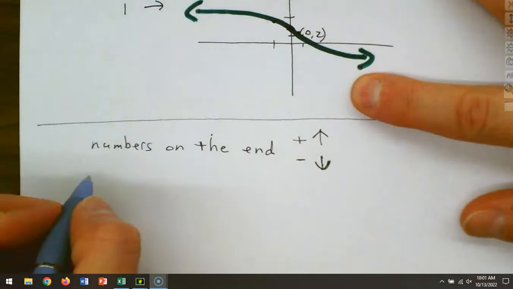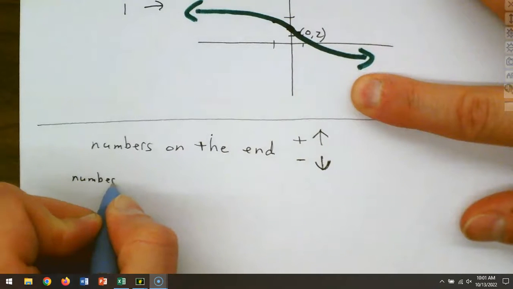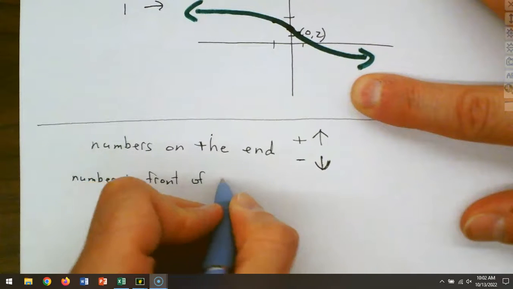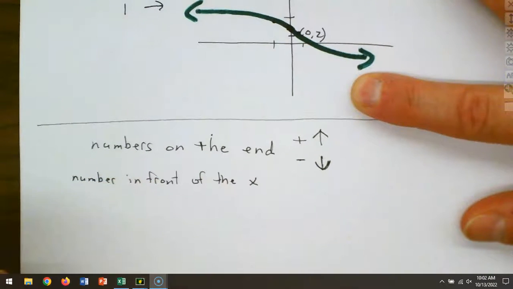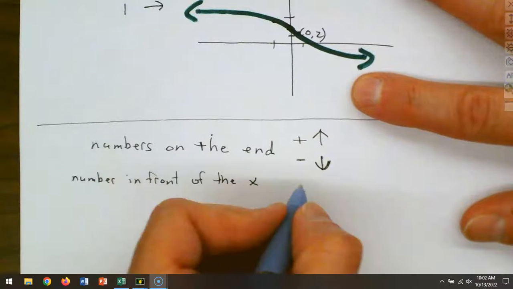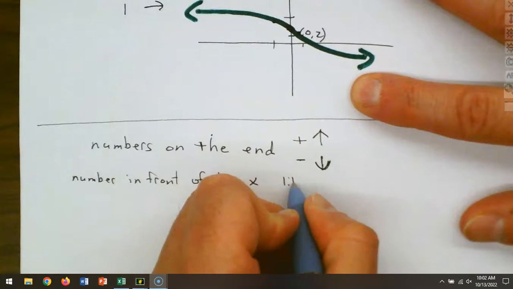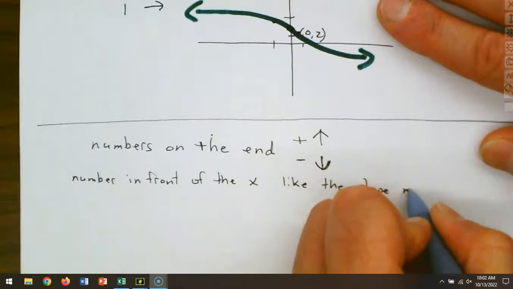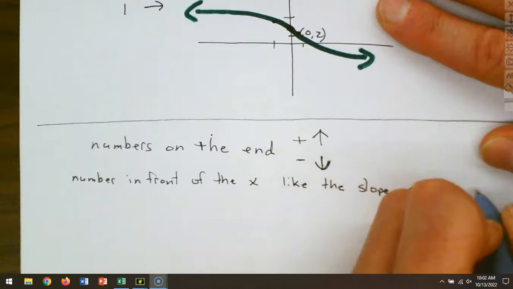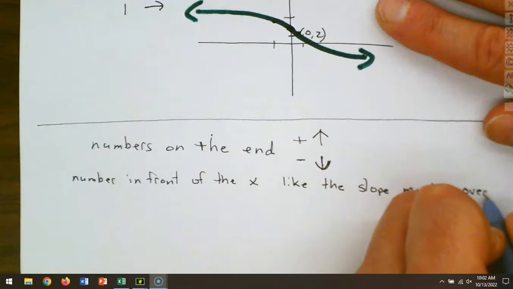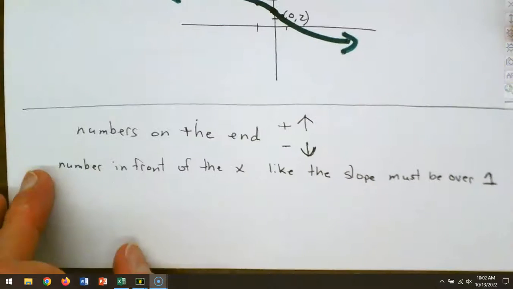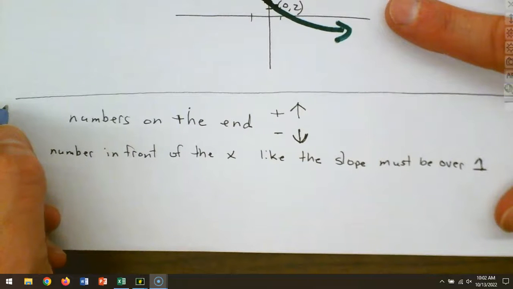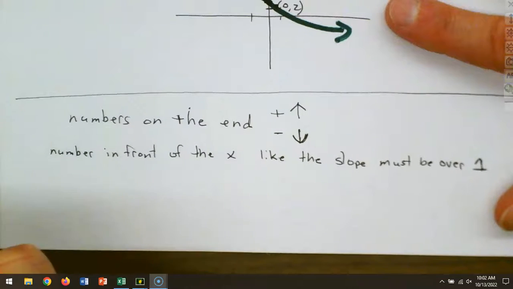Number in front of the x. If it's in front of the x, that is similar to your slope. So that's going to be like the slope, and it must be over 1. So the numbers in front of the x, of the variable, that's going to behave like your slope.